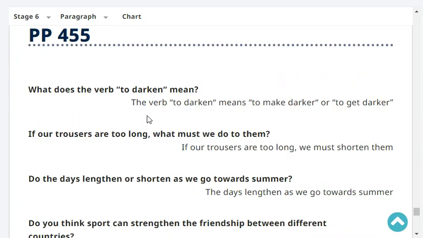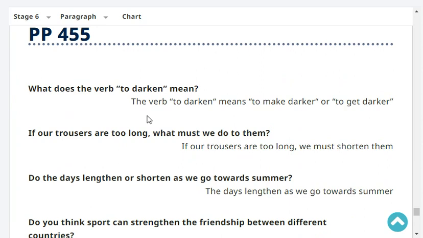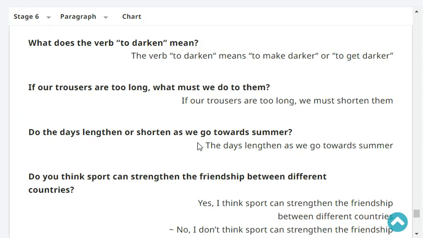Very good. What does the verb to darken mean? The verb to darken means to make darker or to get darker.